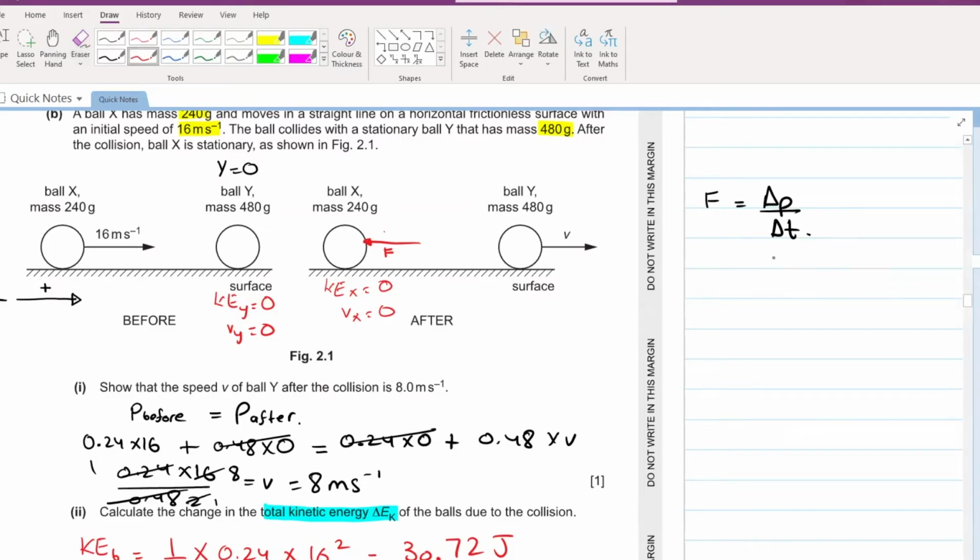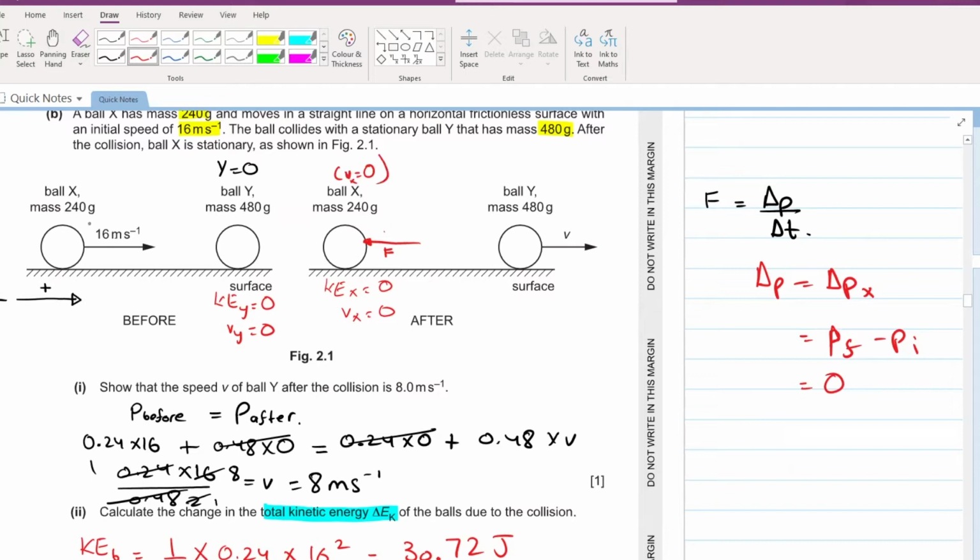Now, how will you calculate the change in momentum? Change in momentum here is equal to the change in momentum of X. How can you calculate this change in momentum of X? Very easy. Can you see the final momentum? The final momentum of X will be 0, because the final velocity of X is 0. Change in momentum is final momentum minus initial momentum.